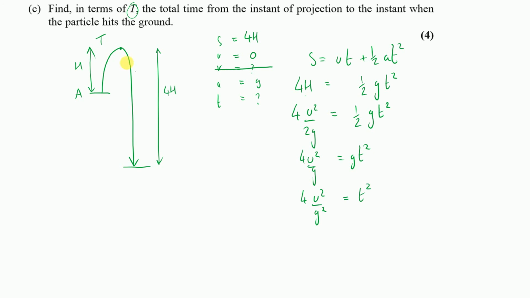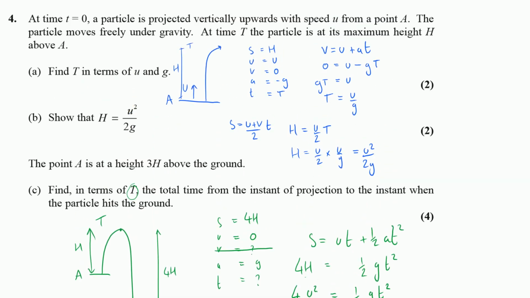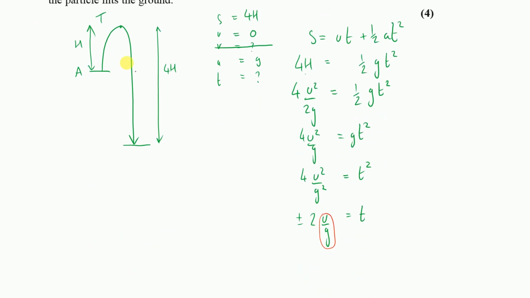Now square rooting, I've got plus or minus 2u over g is my time. Now I have seen this before. This u over g we have seen before, and in fact if we go back to part A of our question, T was equal to u over g. So I can make a substitution at this point and say that my t value here is going to be equal to 2 capital T.